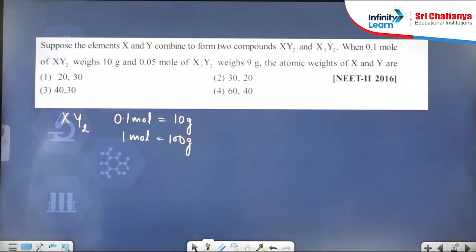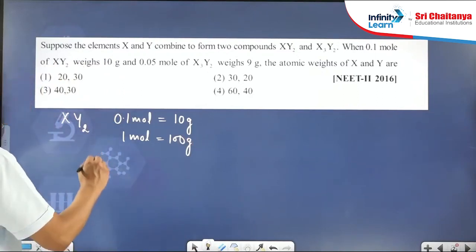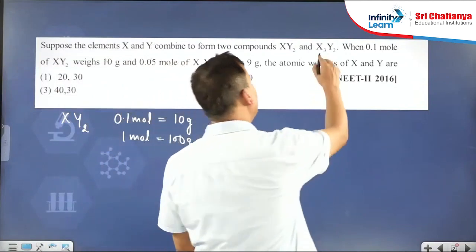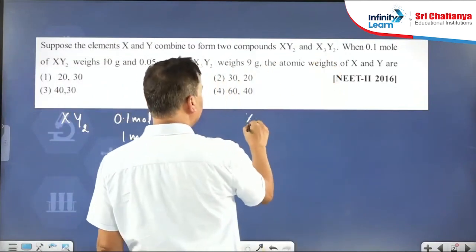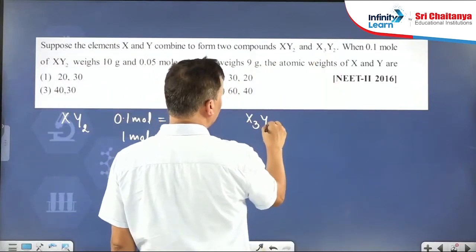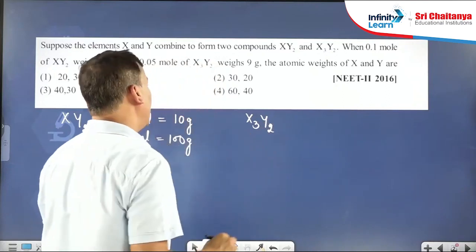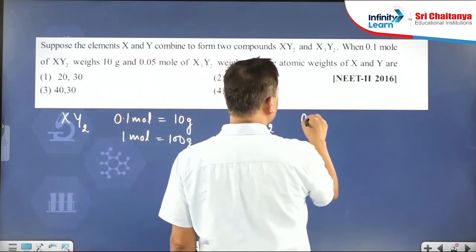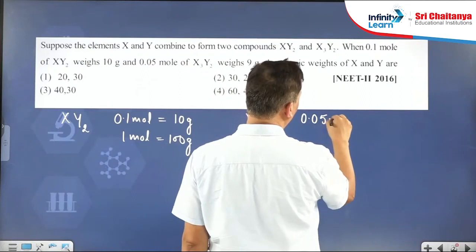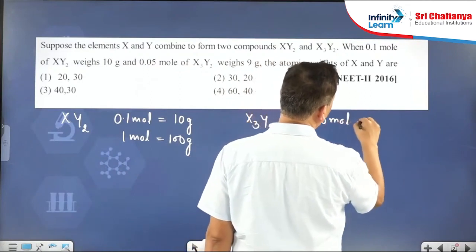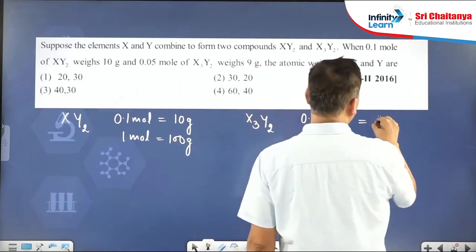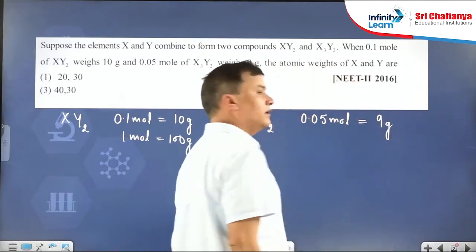Please tell me. Now the second compound, where x and y form X3Y2. Now he is giving 0.05 mole of this compound. It weighs 9 gram. The weight of this one is 9 gram.